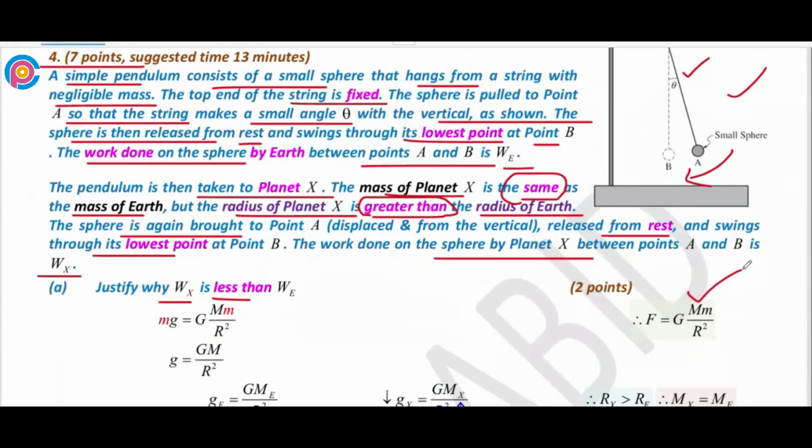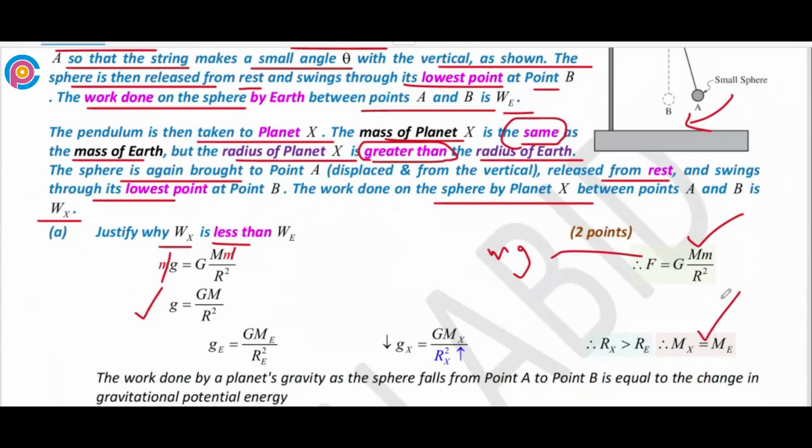So we have the force F equal to G M m over R squared. Now we can set the force equal to mg, so m can be cancelled here. We have the value g equal to G M over R squared. In this case, the masses of both planets are the same, and G is the gravitational constant, so it is equal. But the radii are different, as the radius of planet X is greater, so gx is less. So that's the conclusion: gx is less than ge.